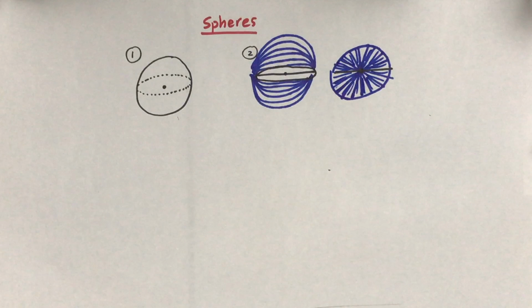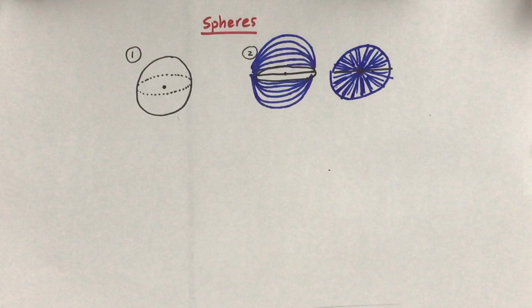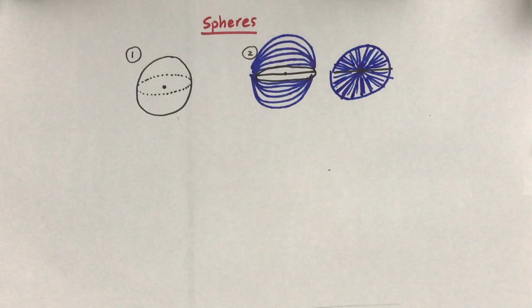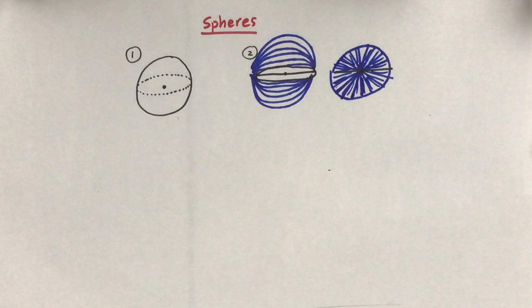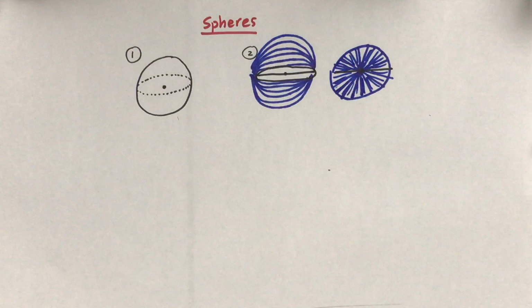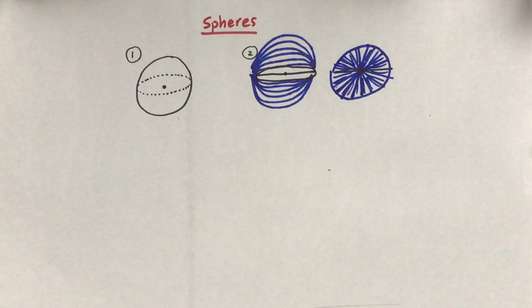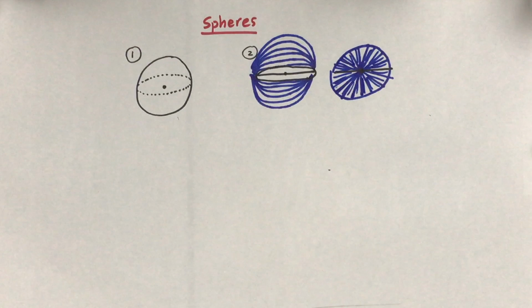Now I'm going to explain the formulas for the volume and surface area of the sphere. This is going to be a rather long explanation, so if you want to skip ahead, I'll have a few links on the screen that you can click and they'll take you right to the formulas. For the rest of you who want to learn how to figure this out, then just stick around.